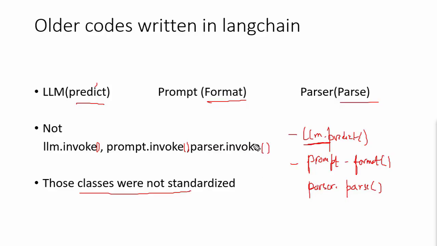I told you. You know that a prompt object is created from a prompt template, or a parser is created from a string output parser or JSON output parsers. There are so many parsers. Those classes were not standardized earlier, but now these classes are standardized and we just need to use the invoke function only, not a different kind of function.